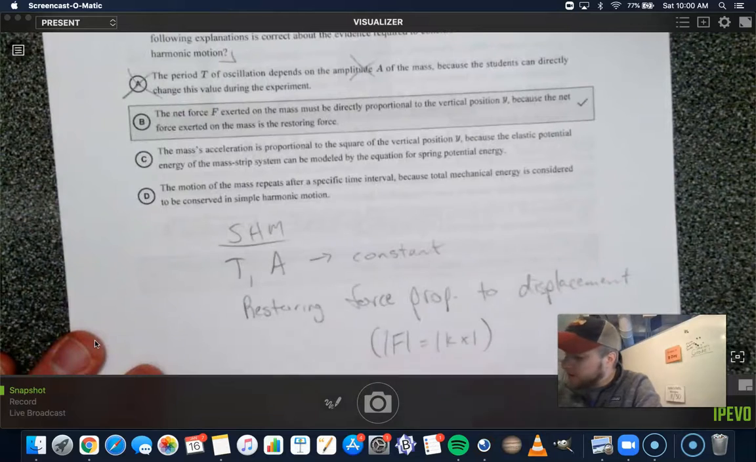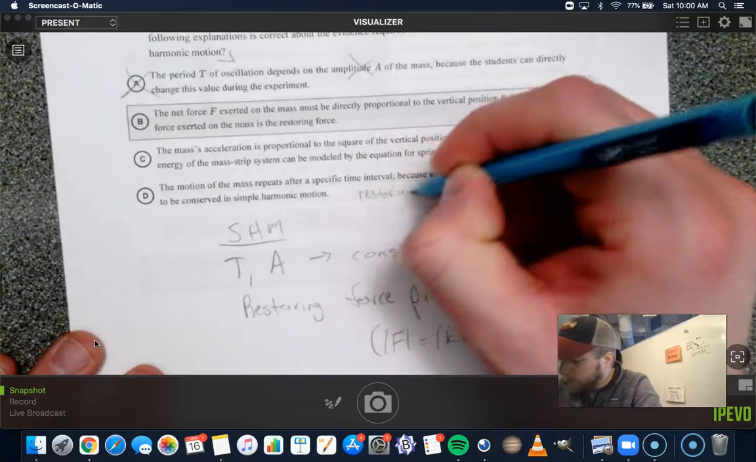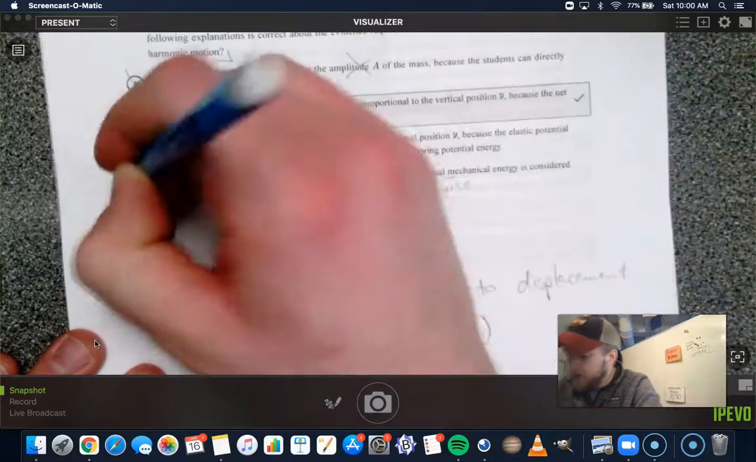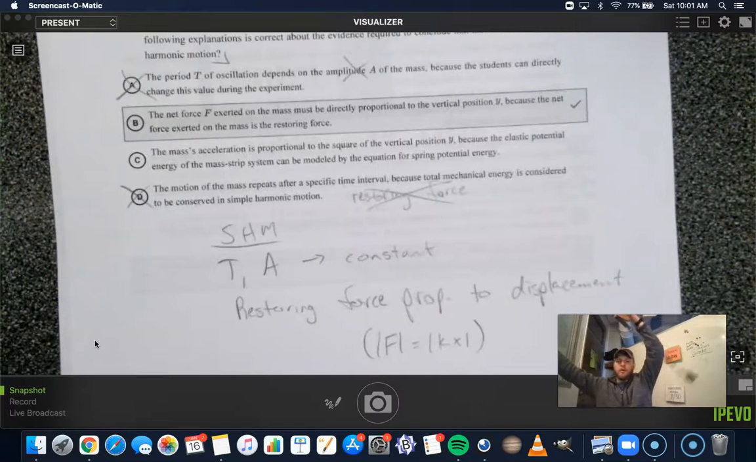The reason that D is wrong is it's missing information about the restoring force. So since it doesn't have that, D is incorrect. There are ways you can have repetitive motion that is not considered simple harmonic motion. For example, if we take a pendulum and let it go too far, like this, it is not considered simple harmonic motion. Remember, pendulum swings need to be pretty small.